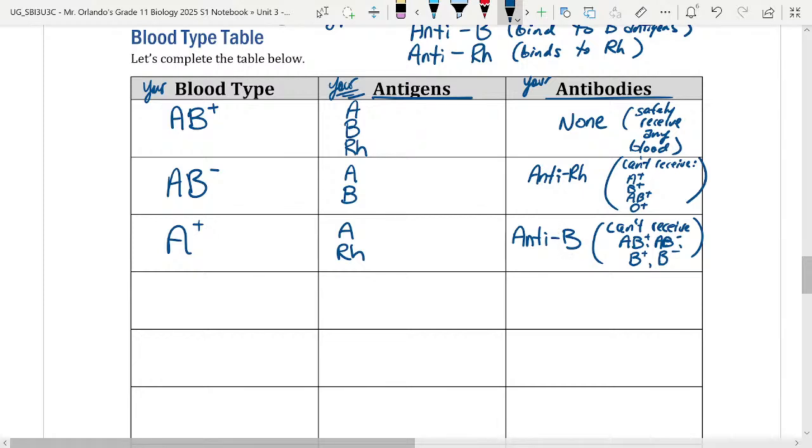Anyone that has a B in it, right? Okay, what if you're A negative? What antigens would be on your blood? Just A, which means what antibodies do you produce? Anti-B and anti-RH. Man, who can this person get blood from?